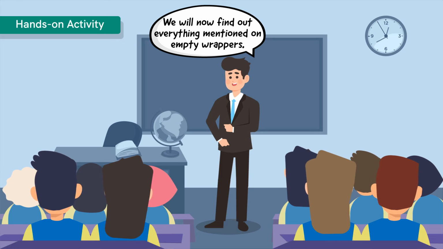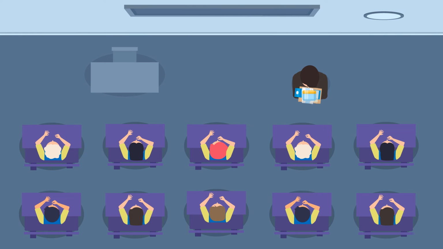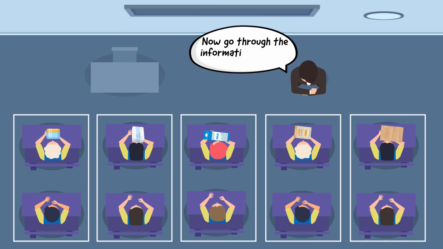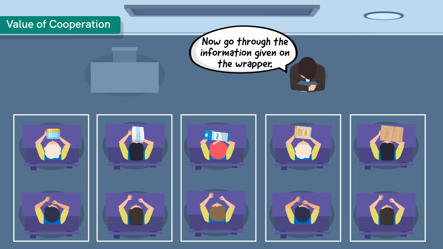hands-on activity. To begin this activity, let's first divide the class into 5 groups. Following this, distribute one empty wrapper to each group. Then, ask the students in each group to go through the information given on the wrapper that was provided to them. Working in groups will encourage the students to learn the importance of cooperation with each other.